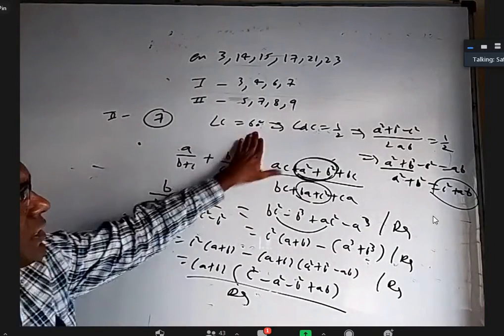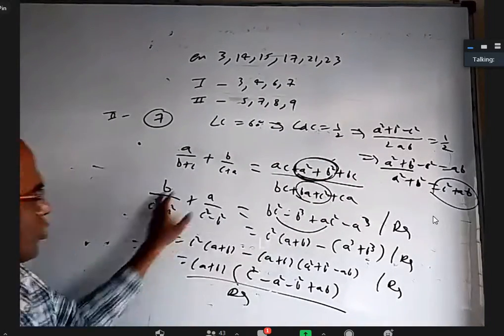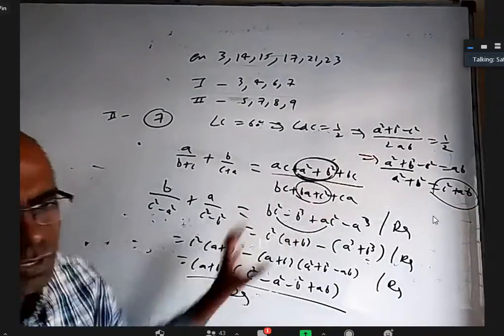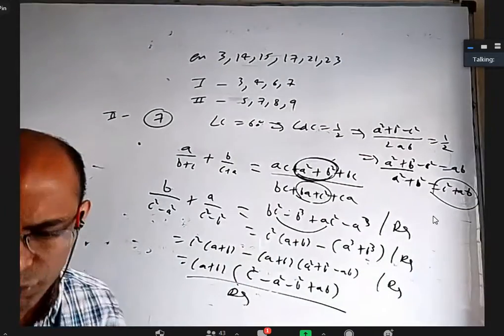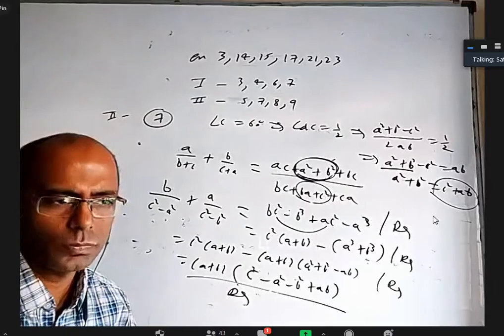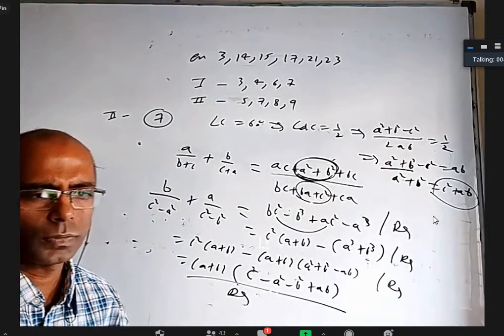So angle C is 60. Apply cosine rule. You got some condition. This will simplify algebraically. Somewhere or other we will be using that. Is it okay? 7th one, both Roman 1 and Roman 2? Yes, sir.